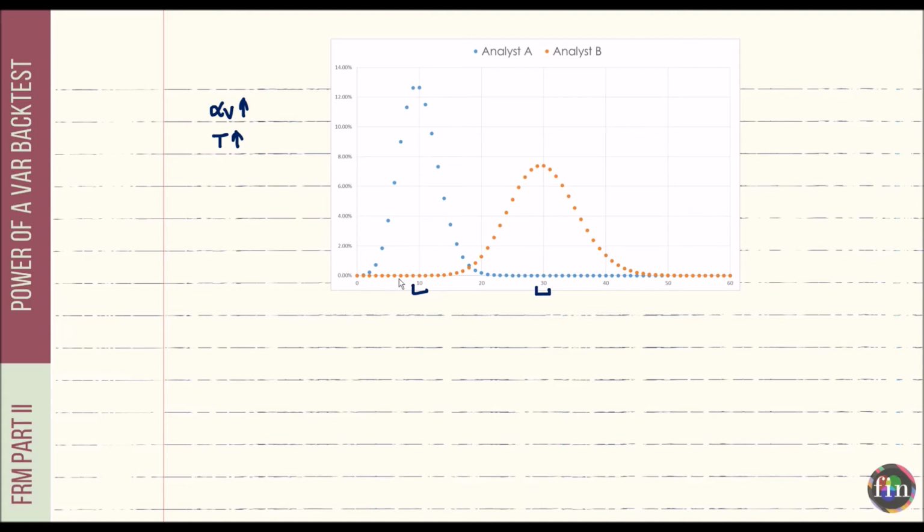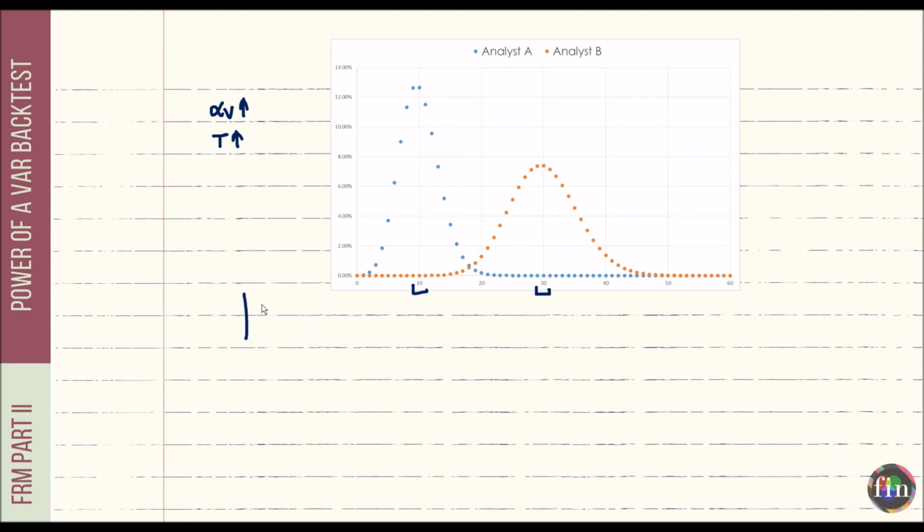Now let's actually continue with our backtest. Let's continue first with analyst A. Analyst A would end up rejecting the null hypothesis, the hypothesis that the VaR model is a good model, if this condition is true. What he would do is compute a test statistic, and in computing this statistic, I am imposing the normality assumption.